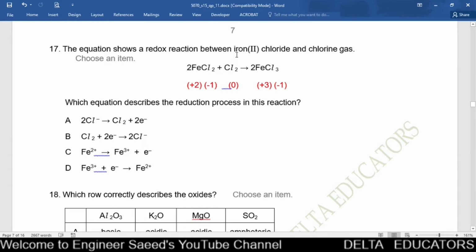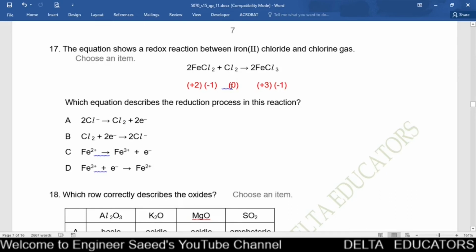Here in Cl2, the oxidation state of chlorine is 0. Now after the reaction we have ferric chloride. Here the oxidation state of chlorine is -1 and total chlorine are 3. So definitely on this iron the oxidation state, the charge, will be +3. Now here we are looking that the oxidation state of iron is changing from +2 to +3. +2 to +3 means it is losing one electron, and loss of electron is called oxidation.